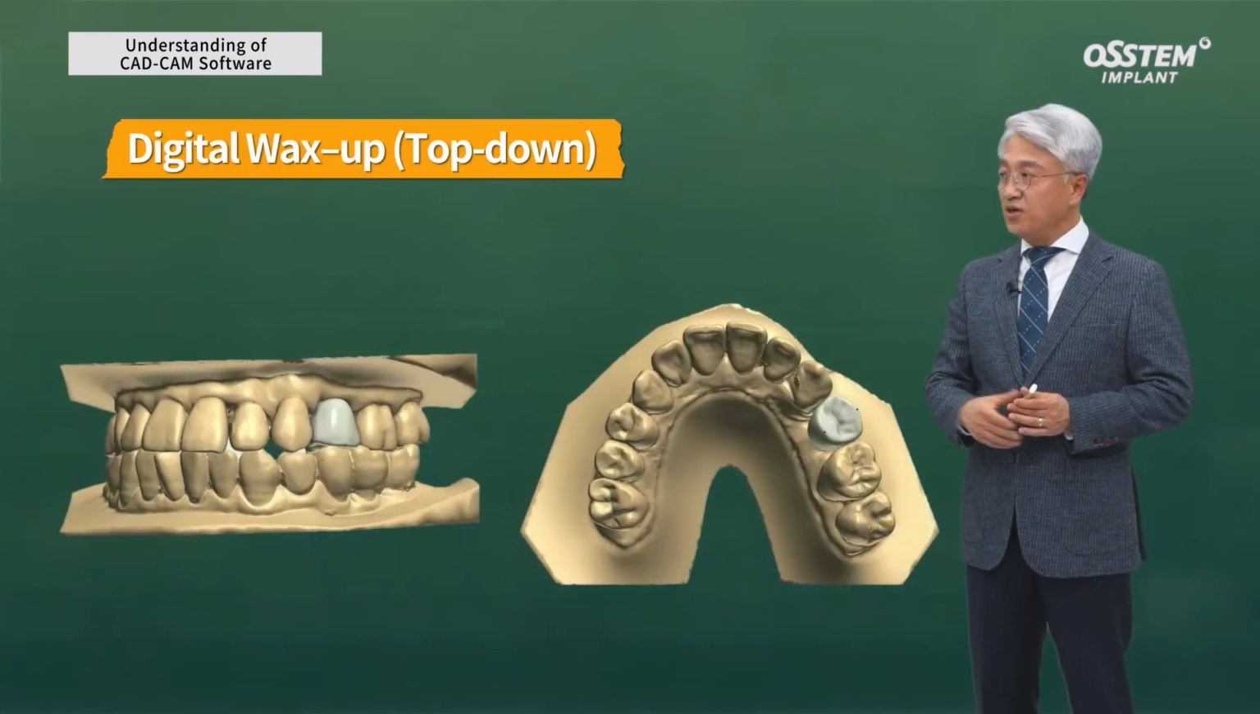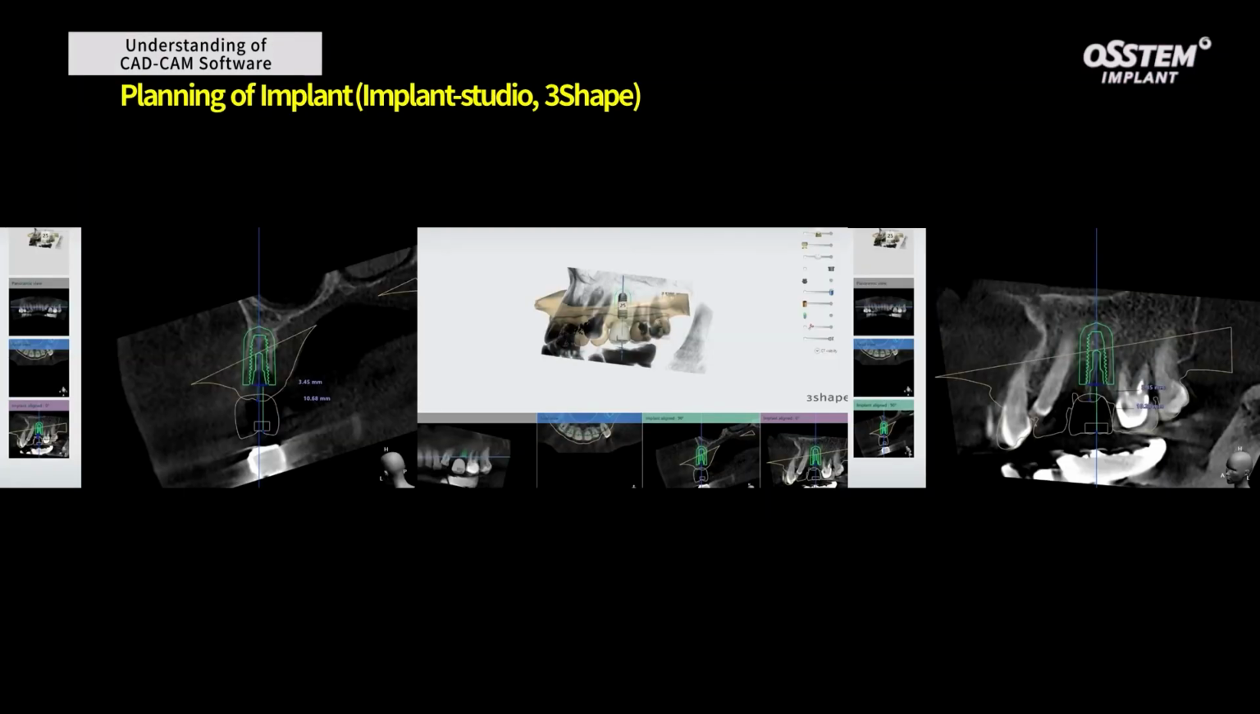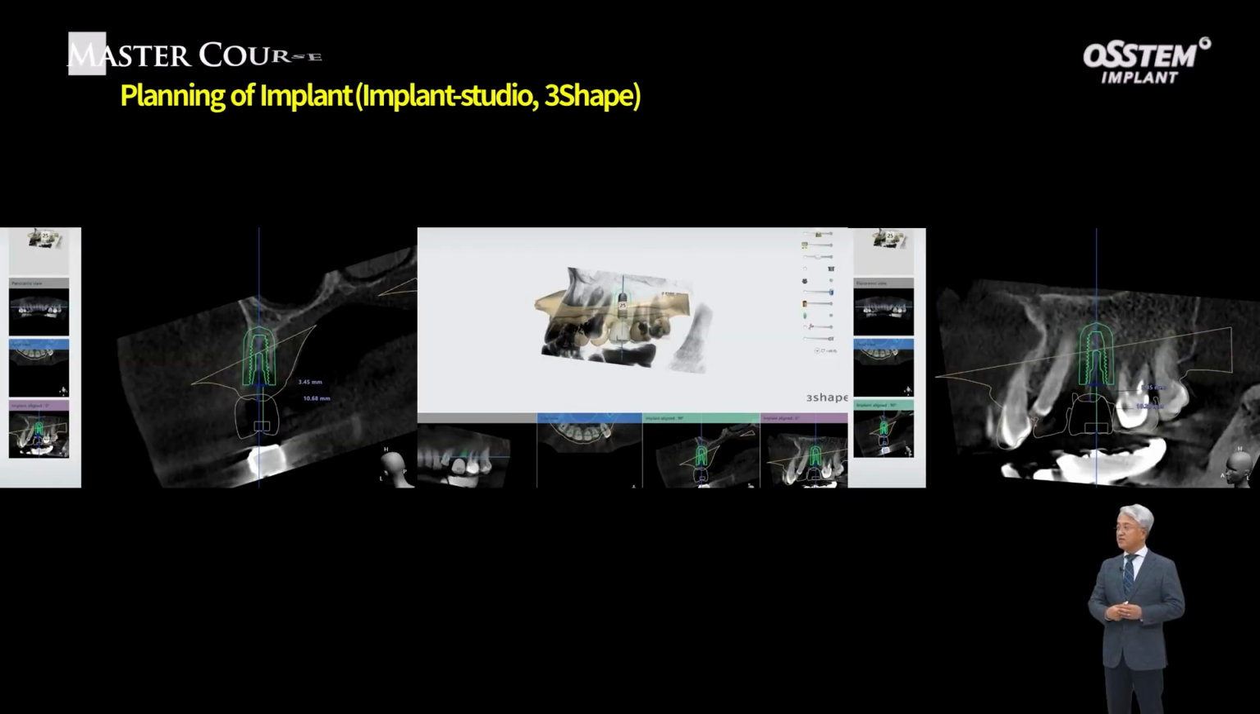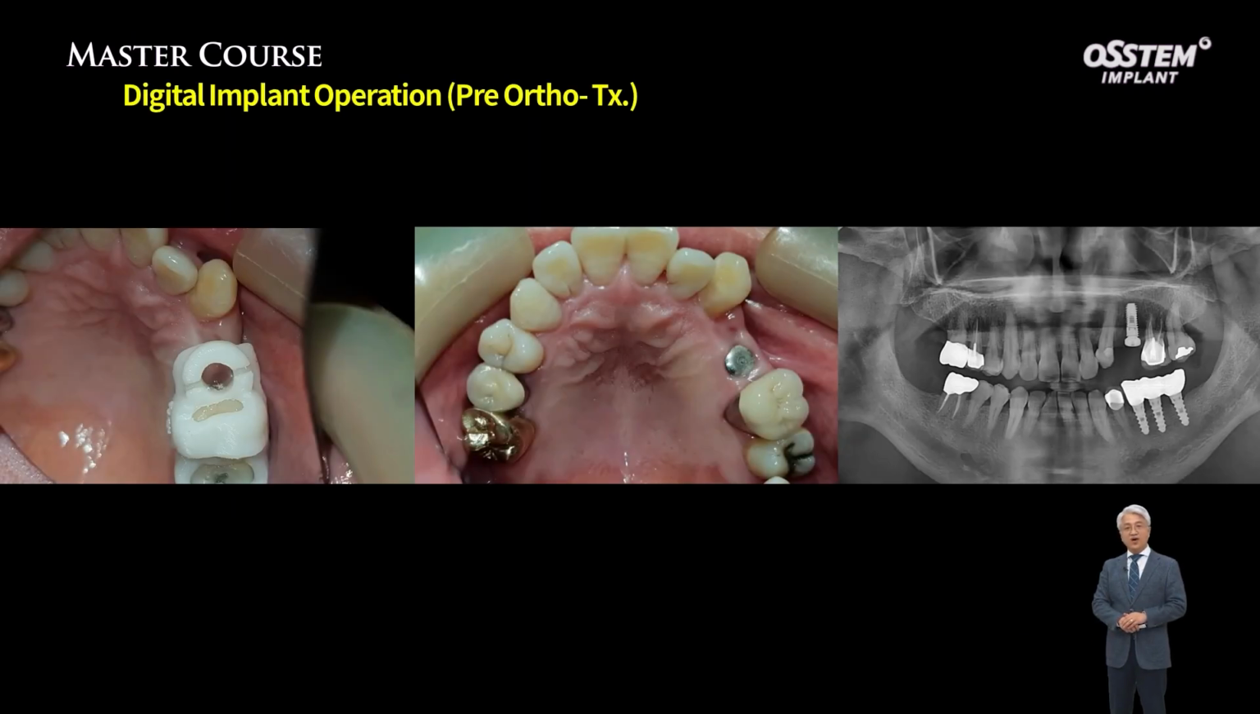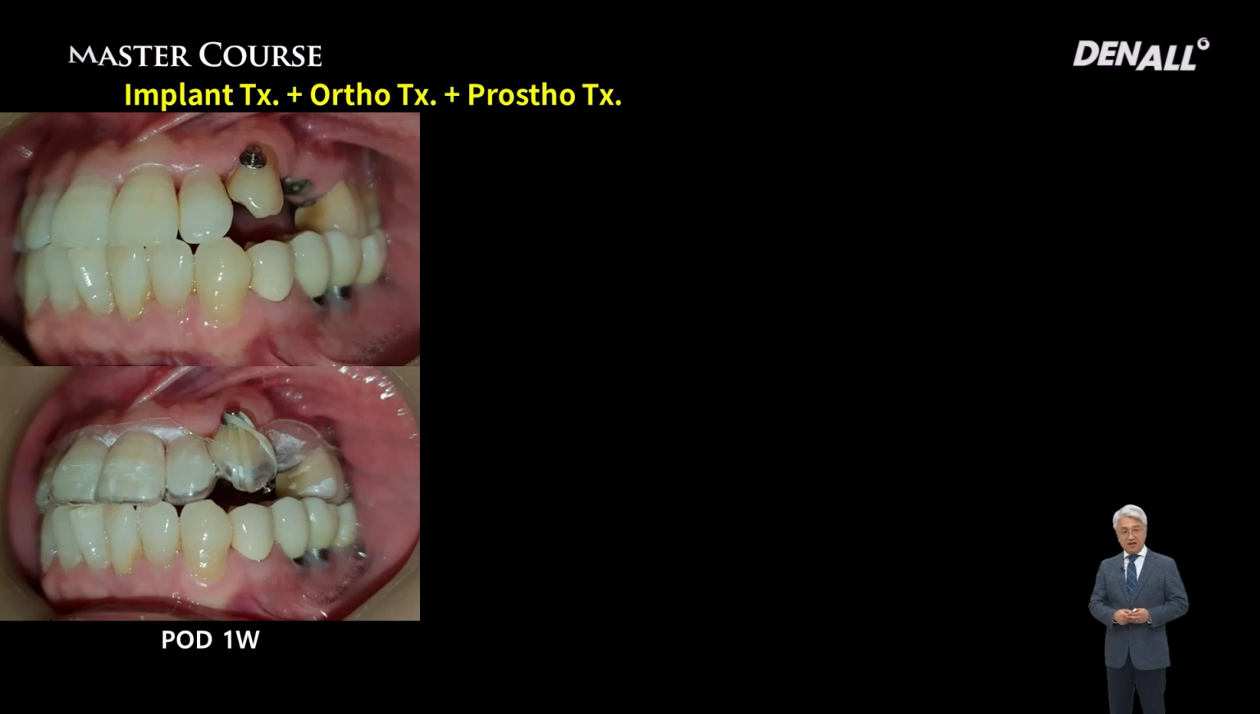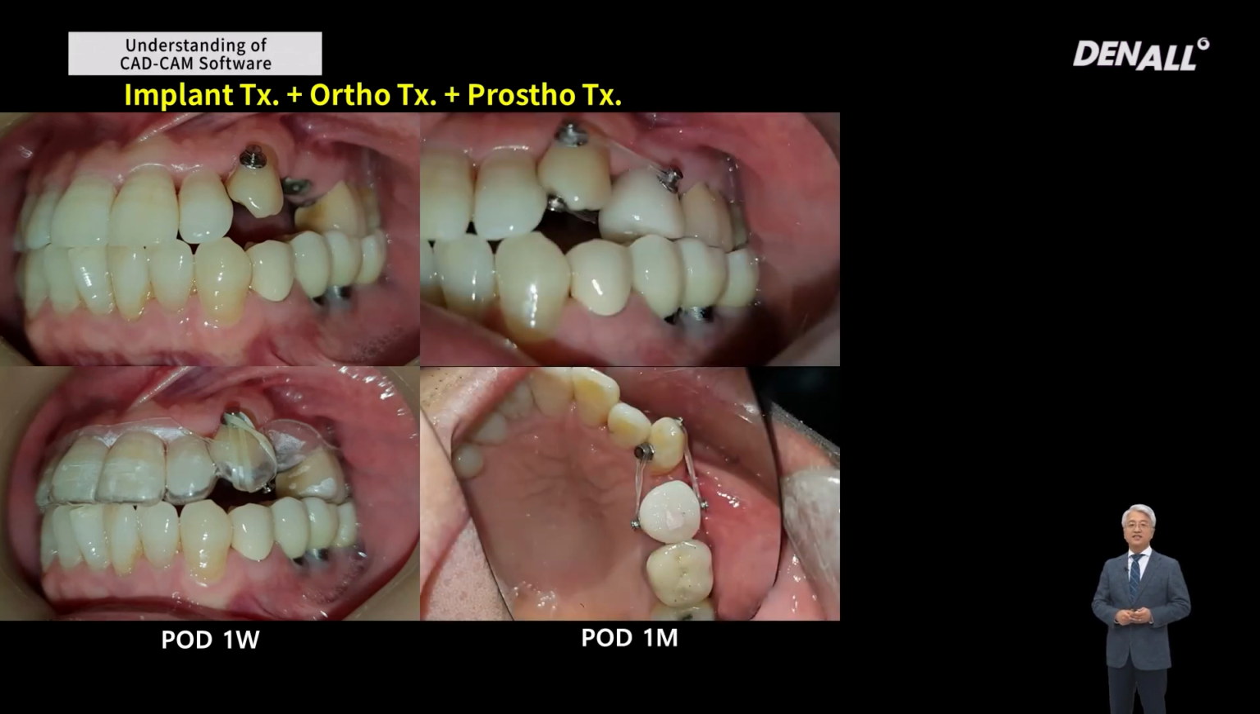Digital wax-up is done, and following that, you determine the right implant position. The patient has not gone through orthodontic treatment yet. The implant will be placed in the position that will be most ideal after the orthodontic treatment. After that, orthodontic treatment is done as shown.